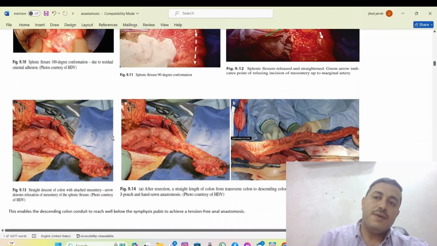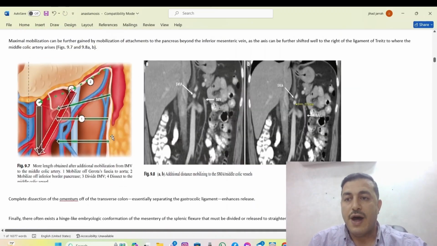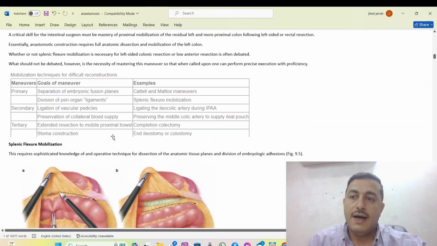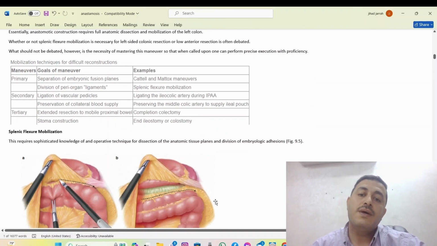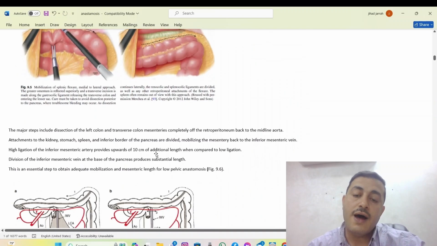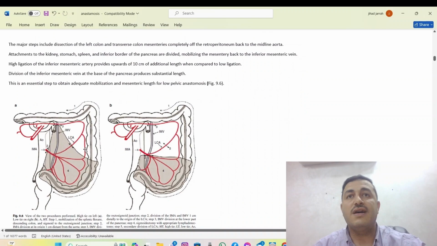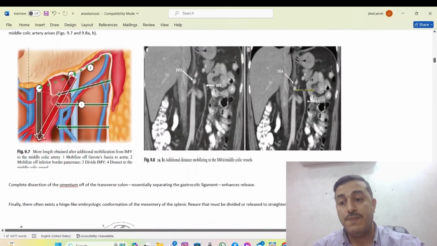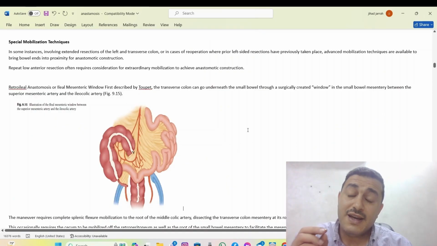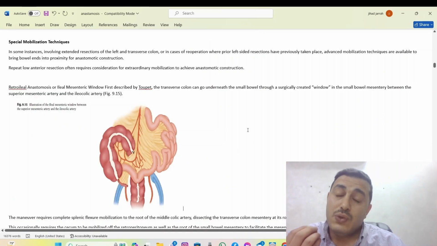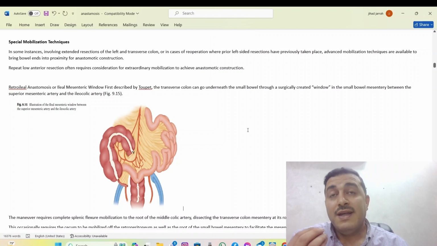These maneuvers, either the primary one, division of the splenic flexure, releasing the splenic flexure, or secondary the vascular ligation, give us additional distance so the proximal part can reach. There are special maneuvers, special mobilization techniques. Actually we have two techniques we are going to discuss.